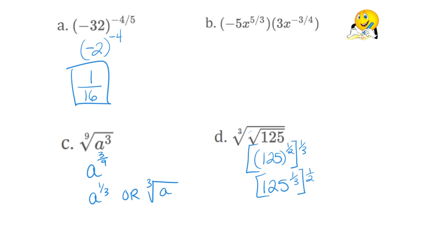I'm going to swap them. What is the cube root of 125? Well, that's just a 5 to the 1/2, which then is going to be the square root of 5. That's what that all reduces down to. That one was a little tricky.